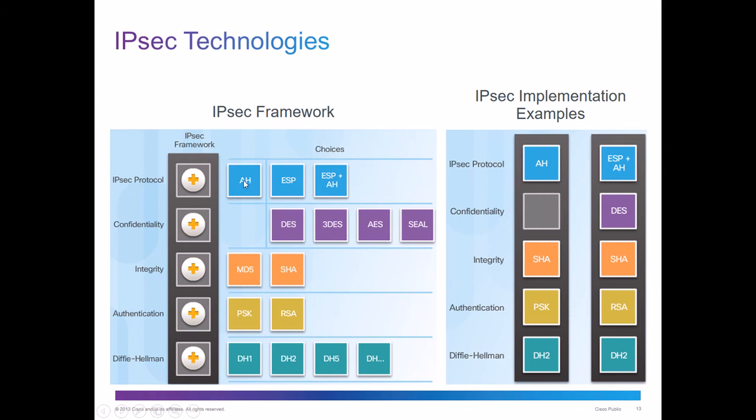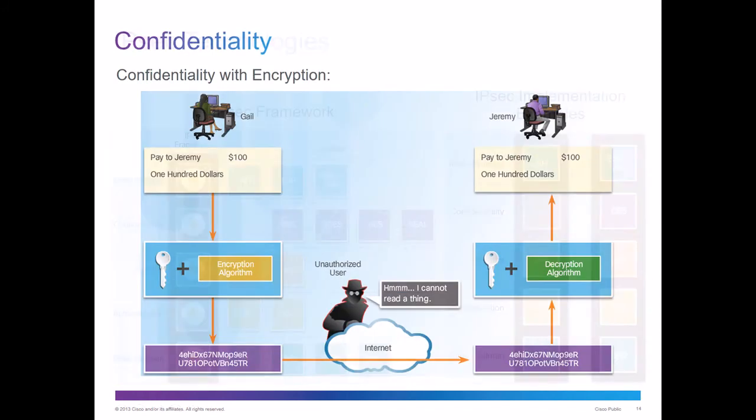You could choose both AH and ESP, where you authenticate the header, and typically that's what's usually done with a secured VPN: ESP, the encrypting of the payload, and authenticating the header. So that's typically what's done with a site-to-site secured VPN.